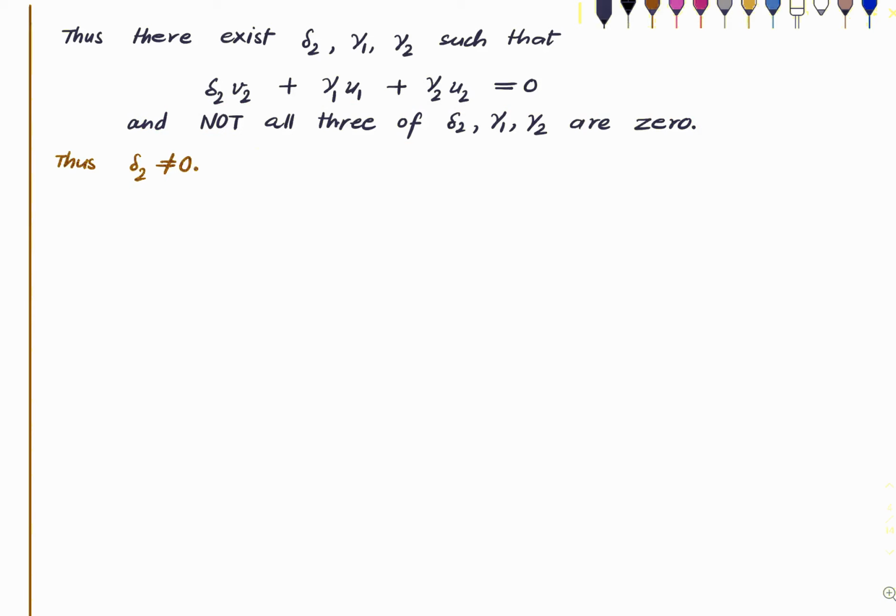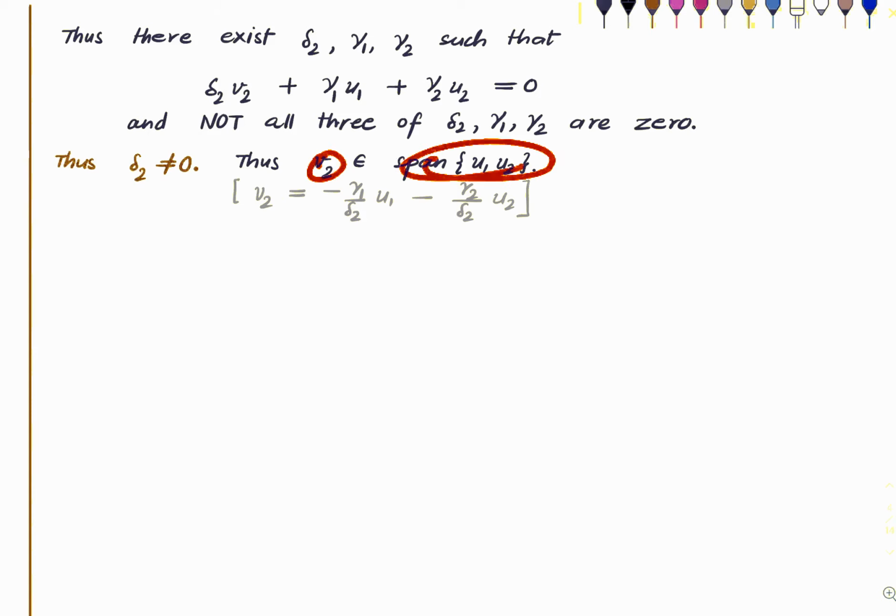And again, this implies v2 is in the span of u1 and u2. Just shuffle around this equation like we did the last time, or maybe I'll write one line. The reason is that v2 is equal to minus gamma 1 by delta 2 u1 minus gamma 2 by delta 2 u2. So we have v2 is in the span of u1 and u2. Okay.